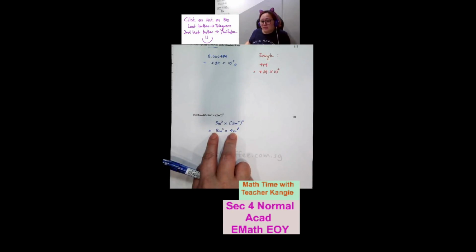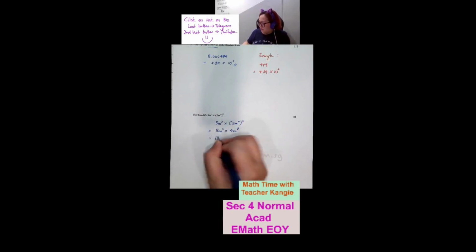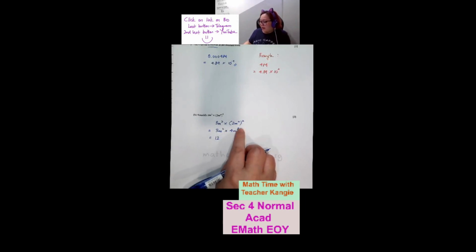So with this, in terms of the number, 3 multiplied by 4, so it's 12. m squared multiplied by m to the power of 8, when you multiply with the same base, you add the power, so it's m to the power of 10, and that's our final answer.